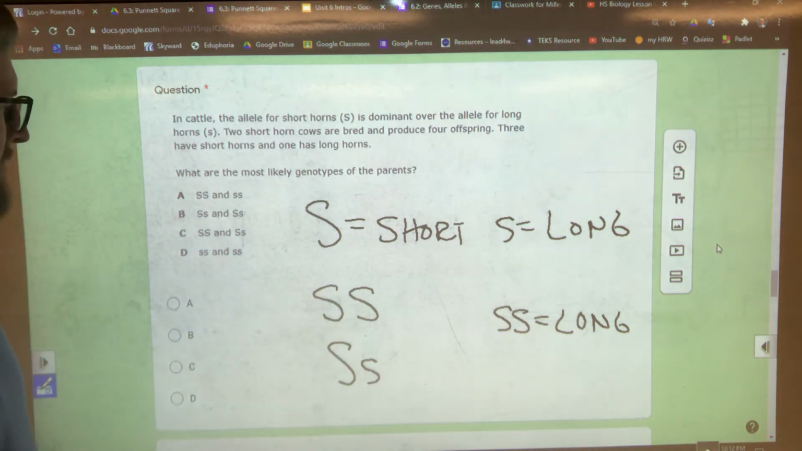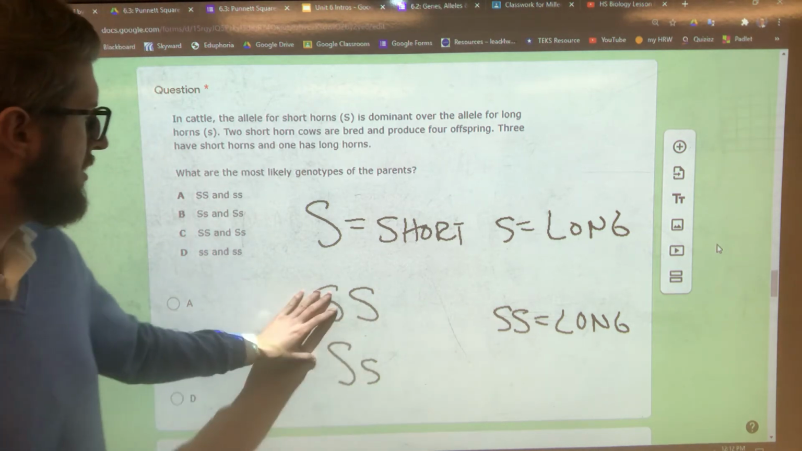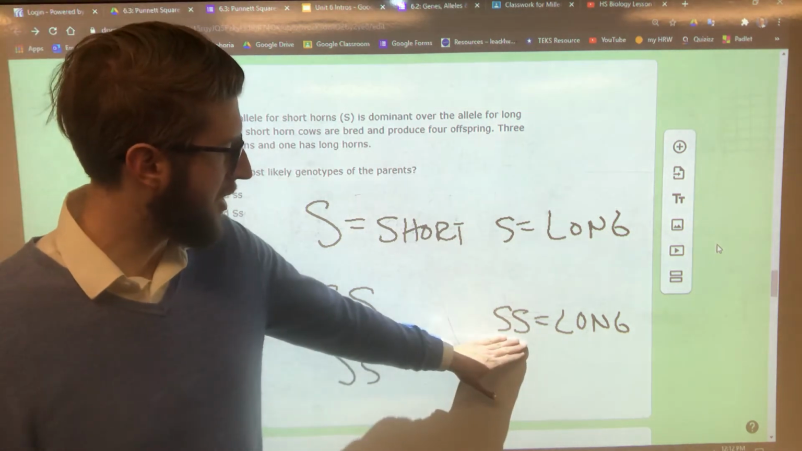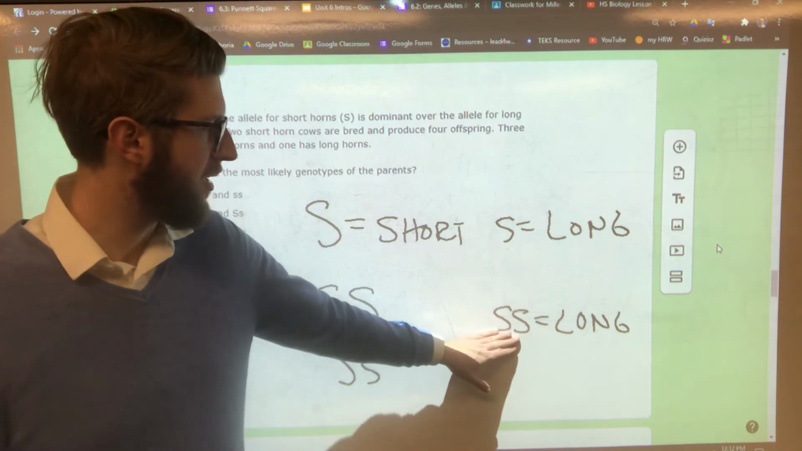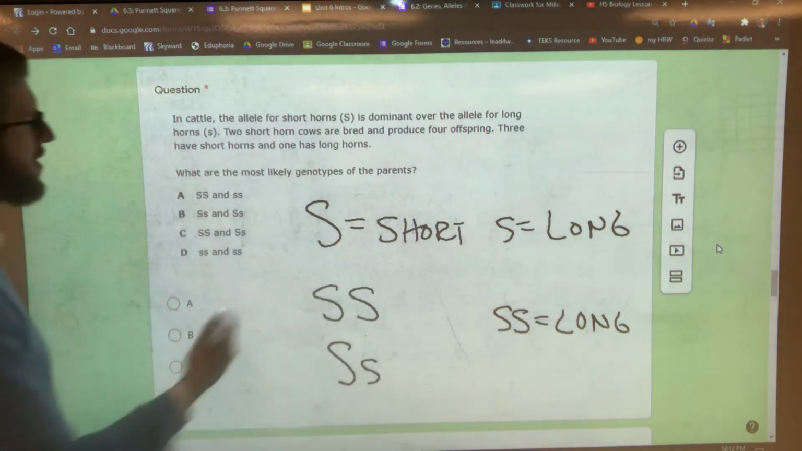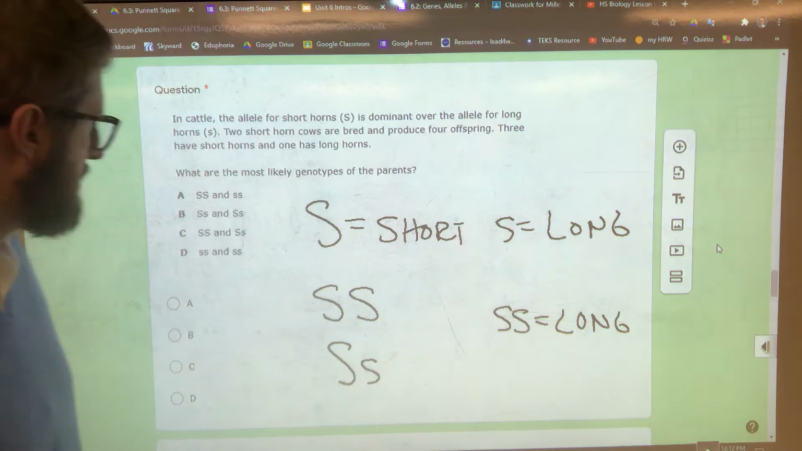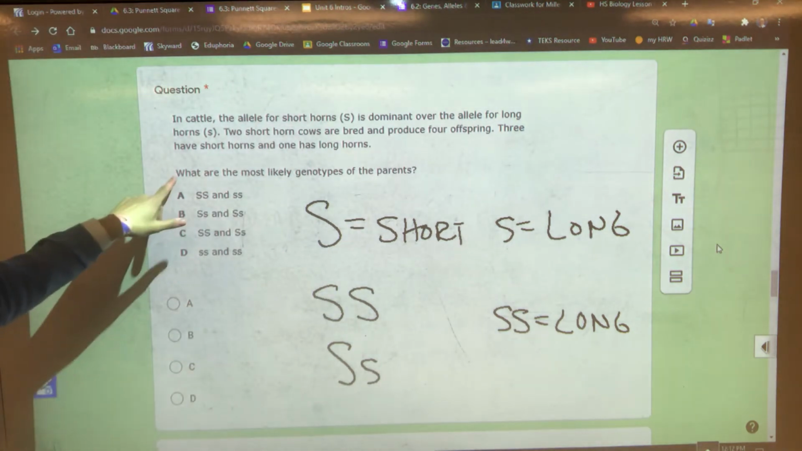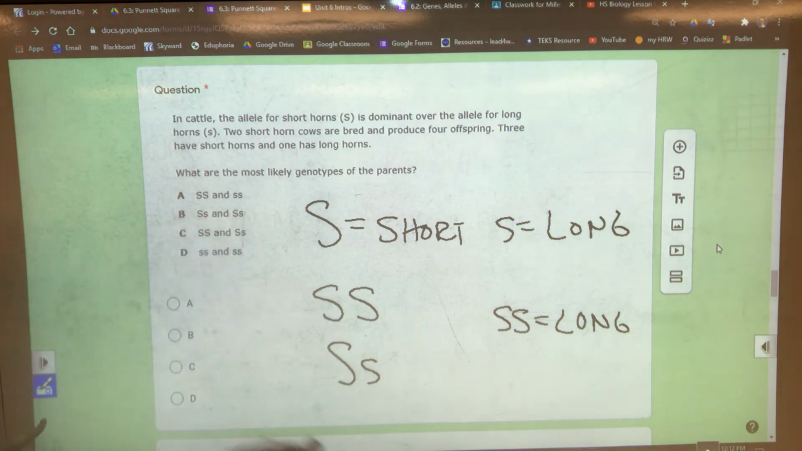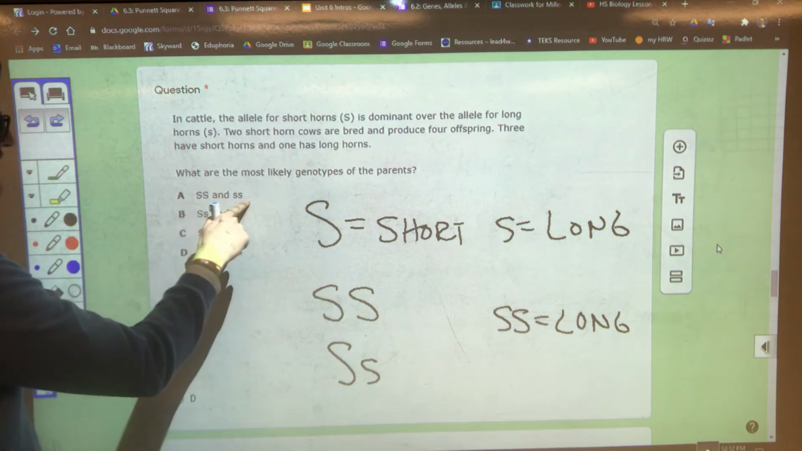Well, we know that the only way that you can have one longhorn kid is if at least one of the parents has a little s, okay? But on this one, let's just go through the answer choices and we'll mark out the ones that we know aren't right, okay? So what are the most likely genotypes of the parents? If it's big S big S and little s little s, let's see. Let's test that one out, okay? Let's do a Punnett square where one parent is this and the other parent's that.